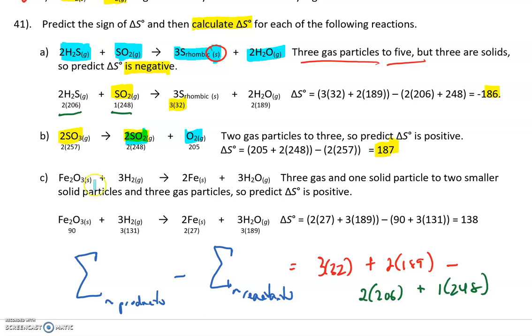In part C, we've got a solid, 3 gas molecules for a total of 4 molecules, but obviously iron 3 oxide is a solid. Here are 2 iron molecules, pure iron, which is less ordered and also a solid, but we're going from 4 molecules to 5. We're going from 1 solid particle over here to 2 solid particles. We're also going from 4 molecules total to 5, and so our delta S should be positive. And if we crank it out using our equation, we get 138, which is very, very positive. That works out. Okay, let's go on.